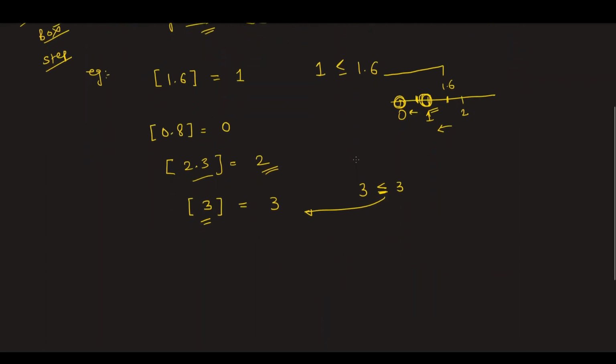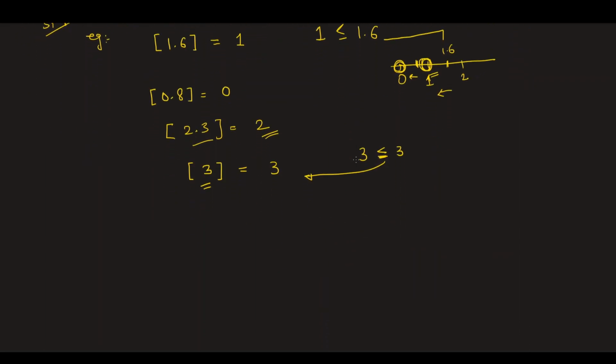Now we have to look at the case for negative numbers. Suppose we want gent of minus 1.6. What is gent of minus 1.6? If we draw the number line, here it is 0, here it is minus 1, then here it is minus 2, and somewhere here will be minus 1.6. Now we have to choose. Again we go to the left side of the number, and minus 2 comes in, the first integer that is less than or equal to minus 1.6. So it is actually minus 2.